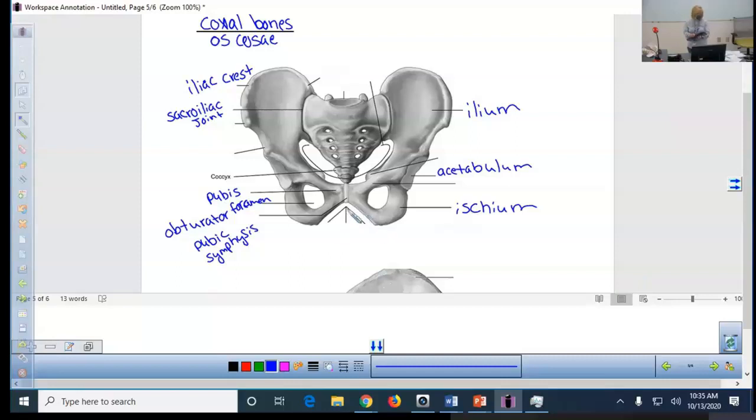This is making an angle, so this is known as the pubic, I think I said it wrong, this is known as the pubic arch, is what it's called. Or it's called the subpubic angle, whichever you prefer. So pubic arch or subpubic angle. I think I've got pubic arch on your quiz. I have a couple things that I've got starred that aren't.